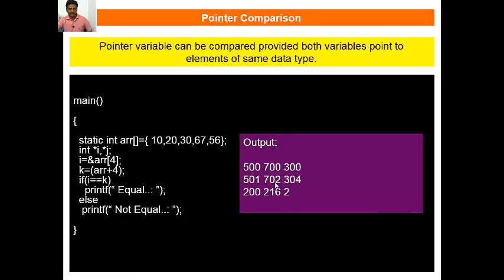So this output is from a previous example. This is also a typo, we just leave it. So the output of this program is not equal. So we can compare two pointer variables, but those two variables should be of the same data type.